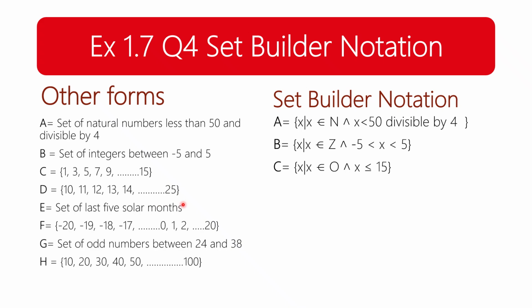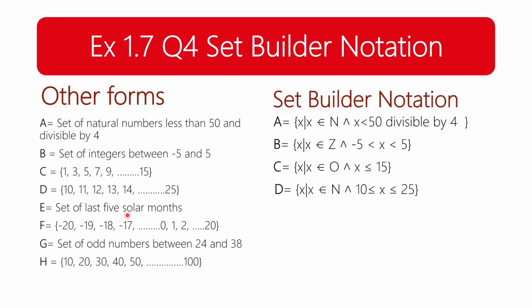Now we have set D. Here we have some numbers starting from 10 to 25. It means the set of natural numbers from 10 to 25 in descriptive form. Now let's see how we can write it in set builder notation. x such that x belongs to natural numbers, and it means there should be 10, 11, 12 up to 25. It means these two numbers are also included. So we will write 10 less than or equal to x less than or equal to 25. It means these signs represent that 10 and 25 are also included.